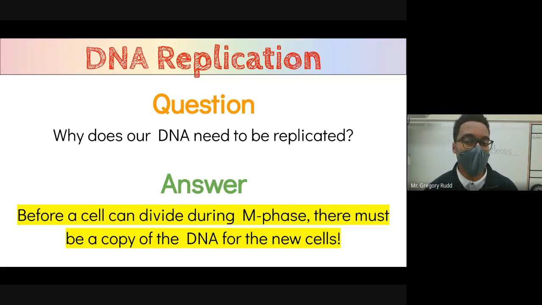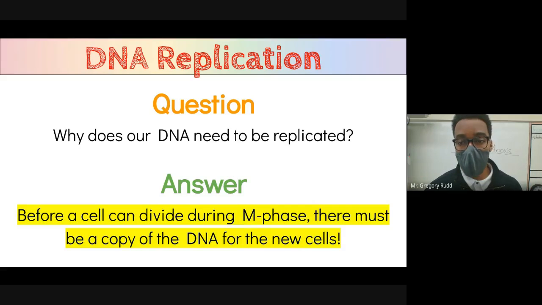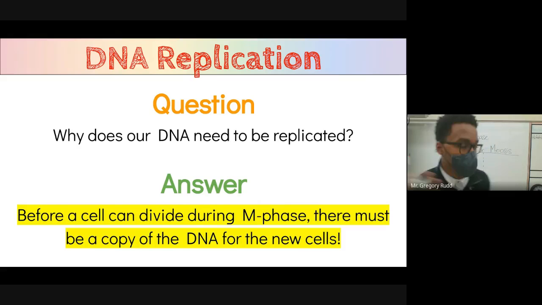Does anybody remember any of the differences between mitosis and meiosis? For example, I'll start you off. Mitosis produces 2 cells, whereas meiosis produces 4. That's good to know.